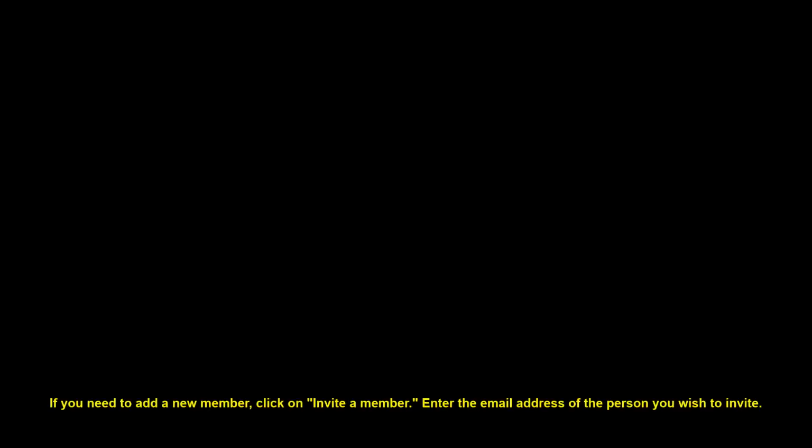Click on the Settings and Members option in the sidebar. In the Settings menu, you'll see a list of options. Select Members to view current Workspace members and their roles. If you need to add a new member, click on Invite a Member. Enter the email address of the person you wish to invite.